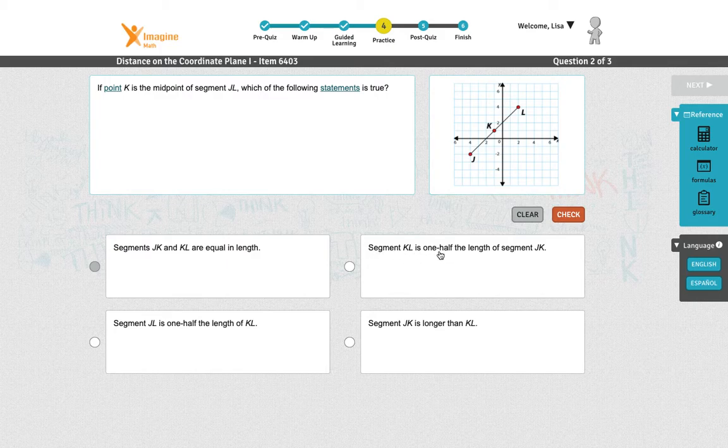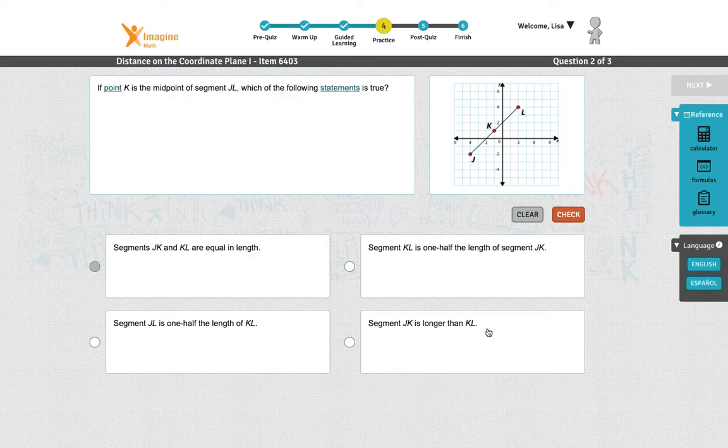Segment KL is 1/2 the length of JK. Is KL half the length of JK? No, if they're the same length, then this is not half of this. So that's probably not right. Segment JL is 1/2 the length of KL. Well, JL is not half KL. KL is half JL, so that's not going to work.